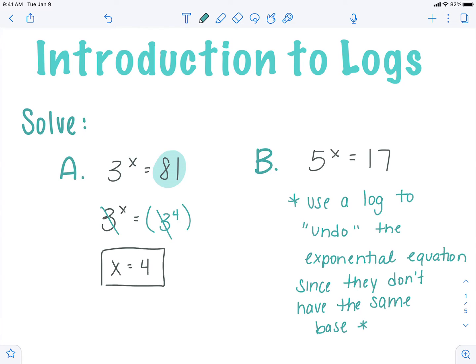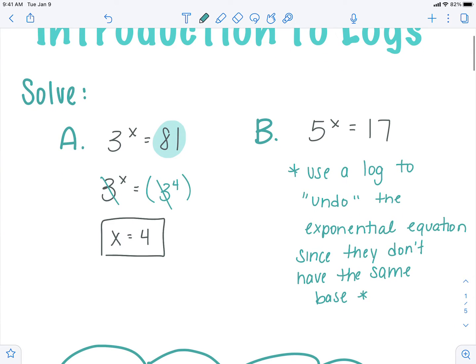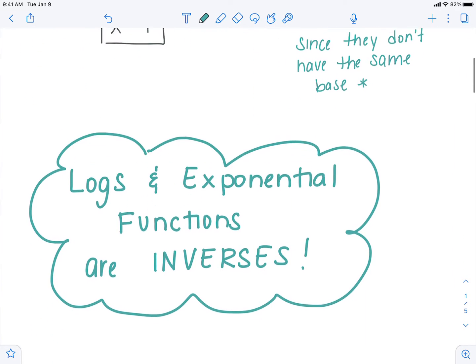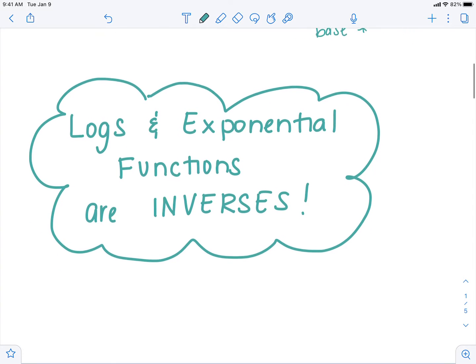So we know how to solve exponential equations as long as we can get the bases to be the same. Now we're going to start exploring logs, because we can use logs in order to solve exponential equations where we can't get the bases to be the same. So our logs and our exponential equations are just inverses of each other. They're opposites of each other.